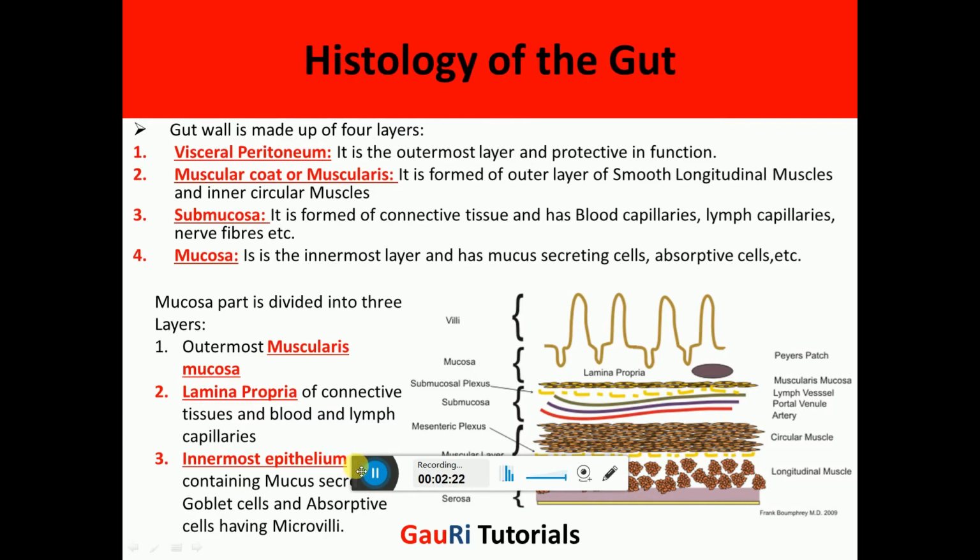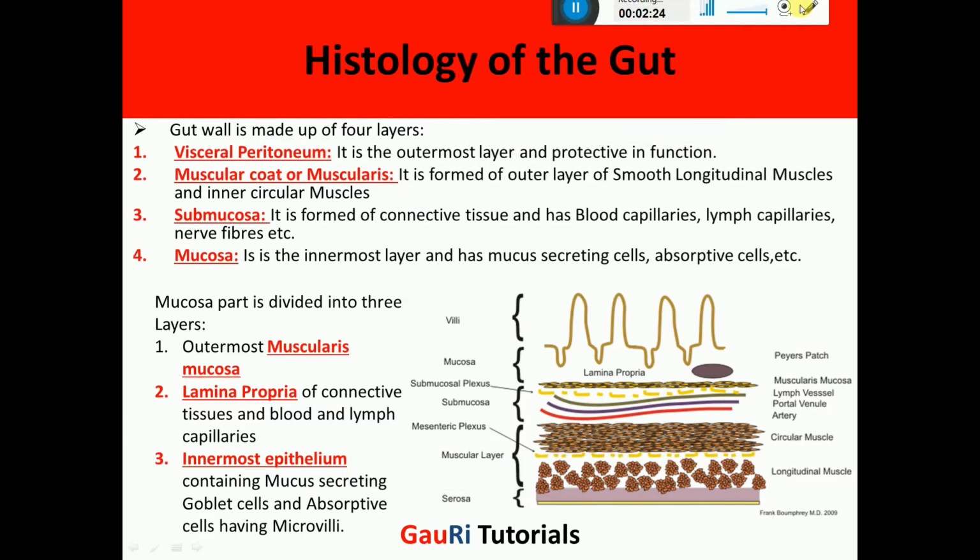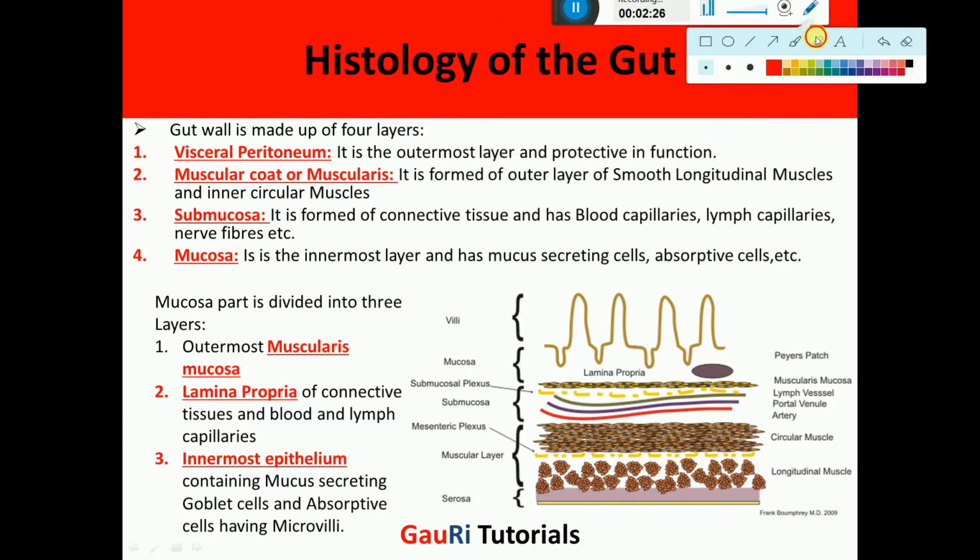Next is the histology of the gut. Histology means the tissues which are present in the gut, the different layers present in the gut. The word gut refers to the alimentary canal. There should be no confusion: gut means the alimentary canal. Like when we study the skin, we study its different layers; in the same way, the wall of the alimentary canal is made up of four different kinds of layers.